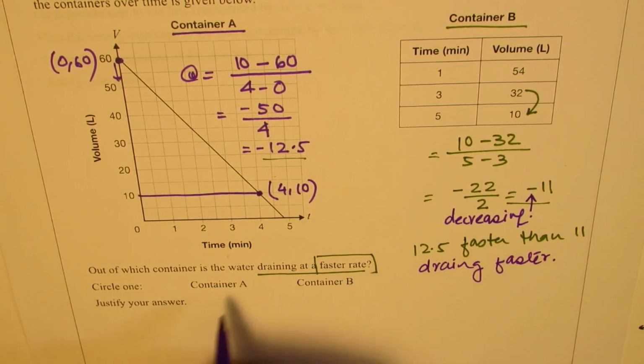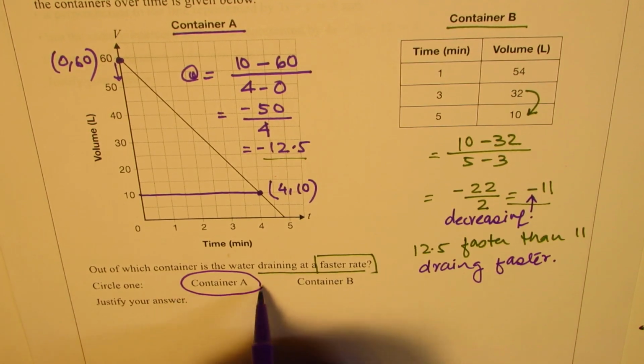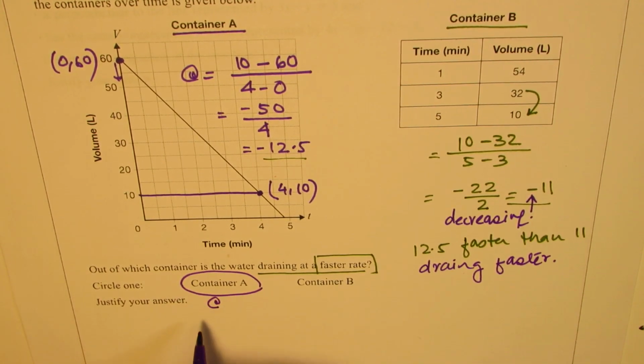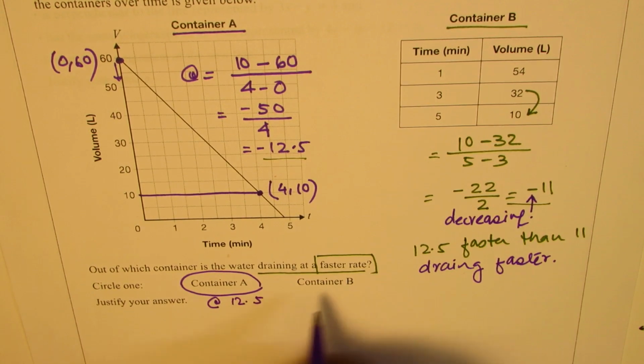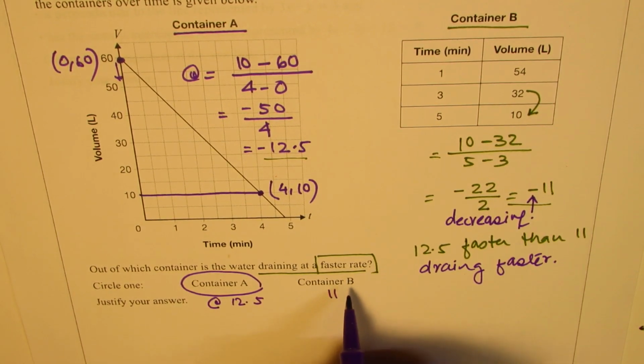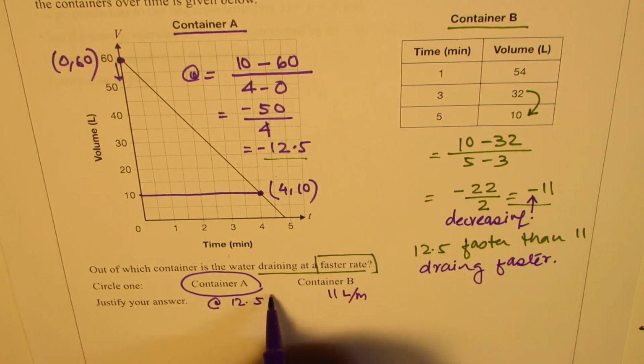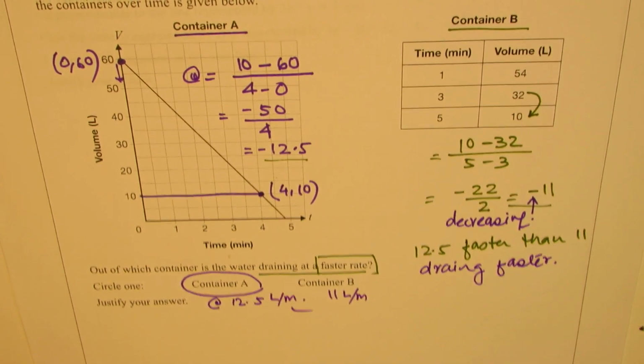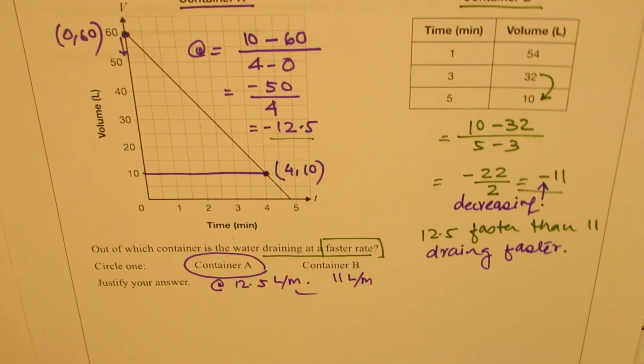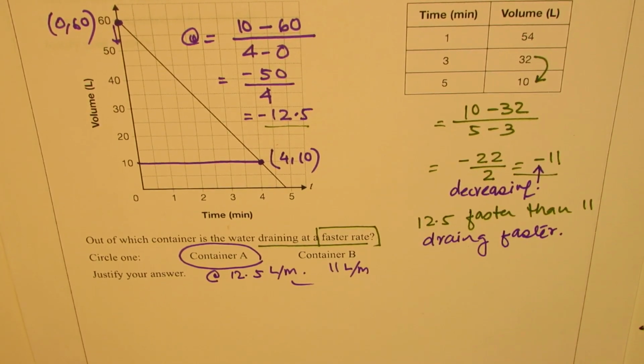Does it make sense? So the container A is draining faster since it goes at the rate of 12.5, and container B is going at the rate of 11, right? Liters per minute is the unit. Is that clear? The calculations clearly show that container A drains the water much faster than the container B. So I hope that makes sense.